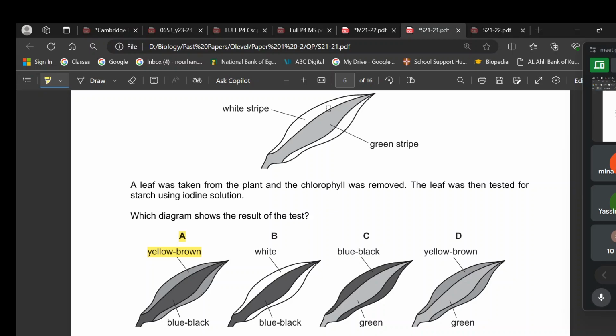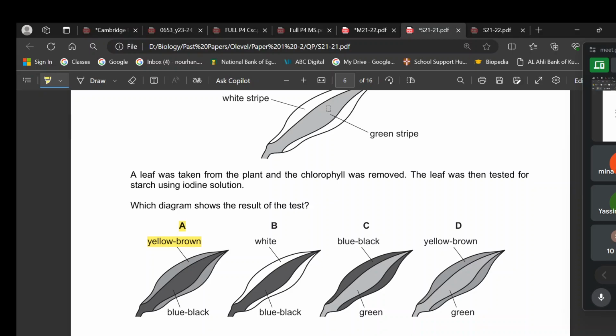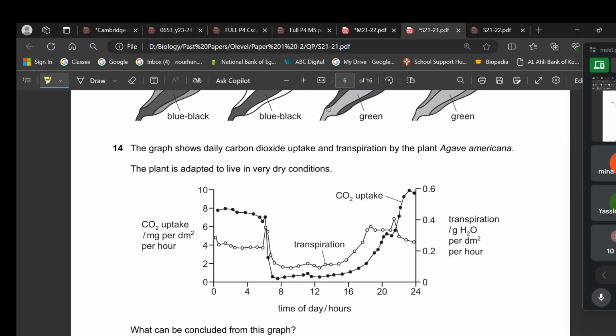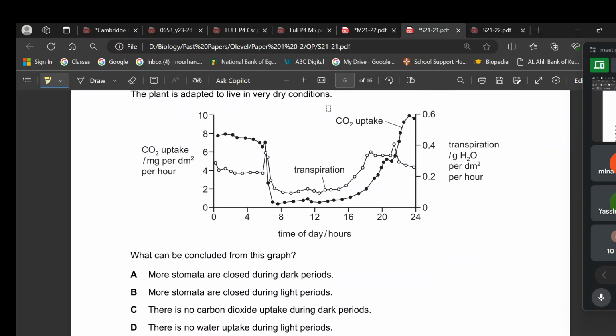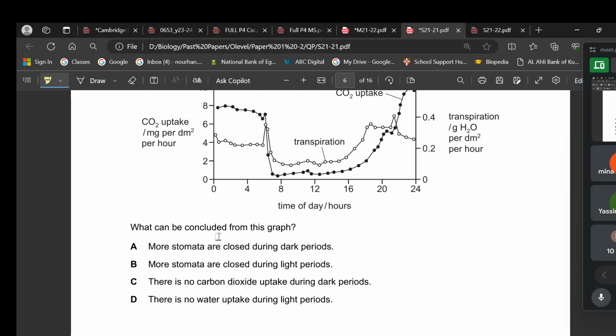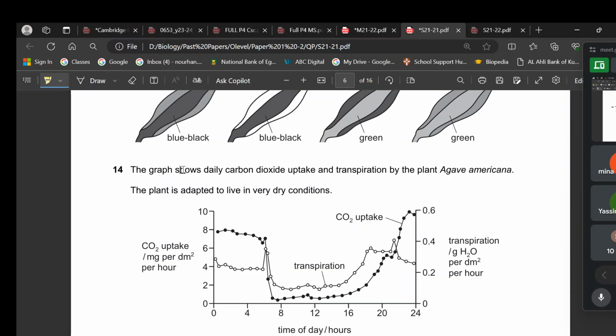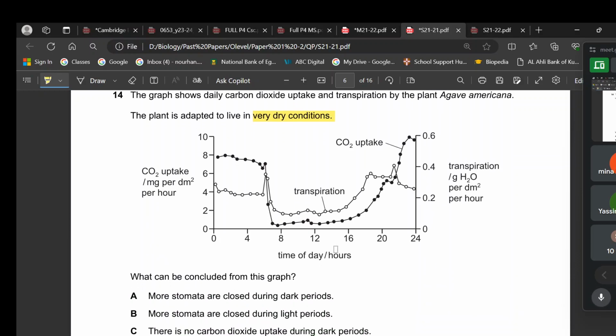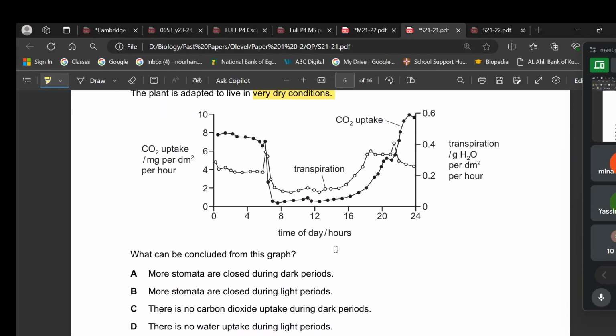Green part will be blue black because photosynthesis occurs and it produces starch. Okay. Now, a graph and many sentences. The graph shows daily carbon dioxide uptake and transpiration by the plant. The plant is adapted to live in very dry conditions. What can be concluded? We will read one by one to check what is correct.